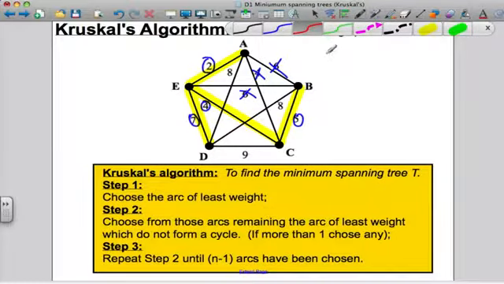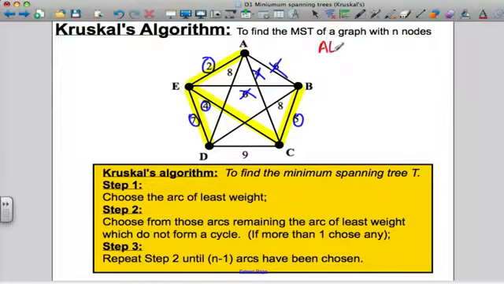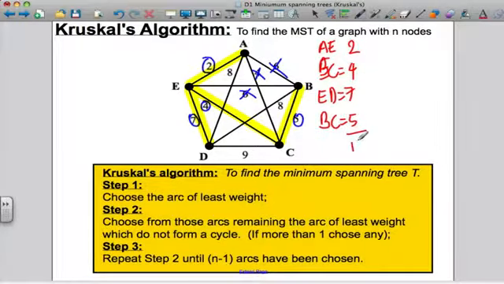Let's just check I've got the minimum. My spanning tree is AE, which is 2. Then from E I'll go EC, which is 4. It's ED, which is 7, and it's BC, which is 5. Add those all up, and I get myself once again 18. And that, as in the previous video where I did Prim's, was the minimum spanning tree.